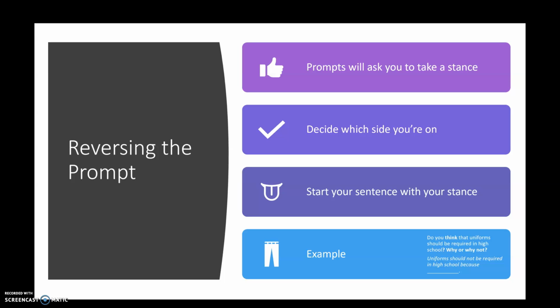And then you start your sentence with your stance. So example, do you think that uniforms should be required in school? Why or why not? So you'll see I bolded think, why or why not, and the fact that it's a question. Because those words signal to me that this is persuasive argumentative, so then I'll just kind of reverse that. Uniforms should not be required in high school because, and so that would of course be my stance.